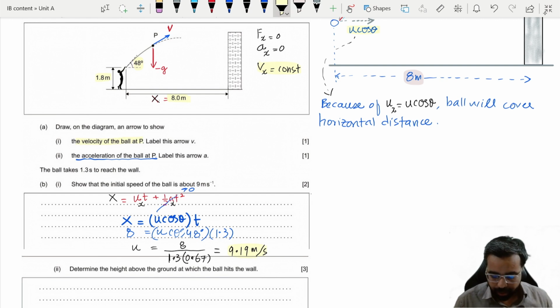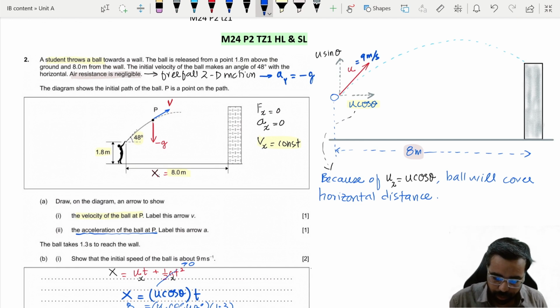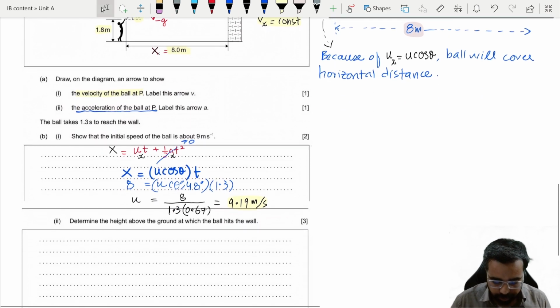So you can see, now this is the initial velocity that we have calculated, 9 meter per second. But as the ball is going up, this horizontal velocity is not changing, but the vertical component of velocity is decreasing. And at the maximum height, the vertical component of velocity is 0. Now in our next question, they say determine the height above the ground at which the ball hits the wall.